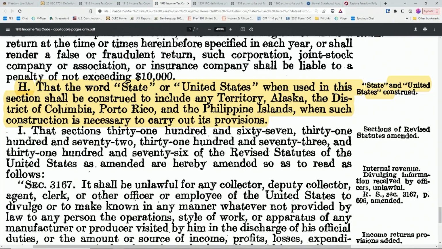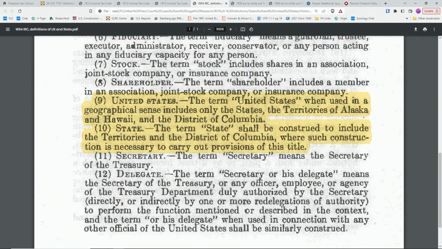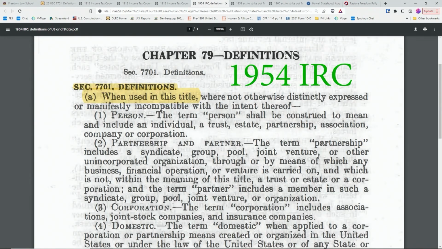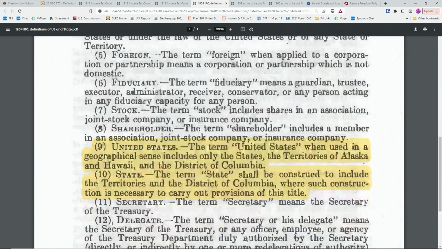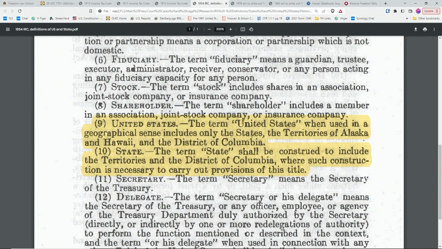So here's what happened, folks. The law changed many times. Some of these territories came out. The Philippines became a country, right? Eventually, by 1954, this is what was left of the term in the Internal Revenue Code of 1954. In the definition, Section 7701, it was codified in that title. Look, United States, in a geographical sense, includes only the states and the territories of Alaska and Hawaii and D.C. And the state also included only the territories and the District of Columbia, right?